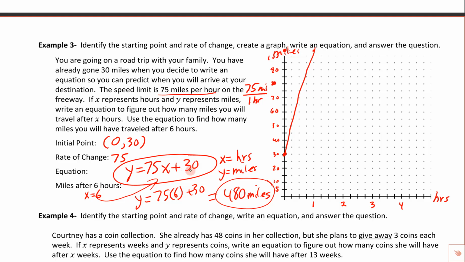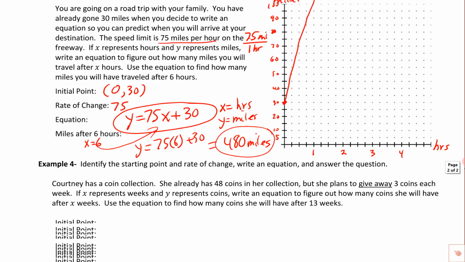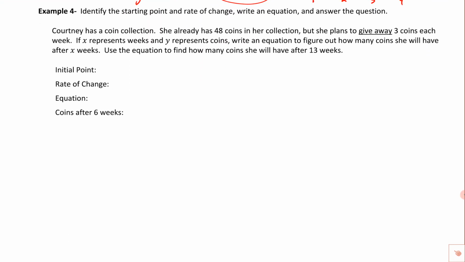It involves that starting value of 30 and then that rate of change of 75. Okay, let's take a look at one more. It says same thing, identify the starting point, the rate of change, write an equation, and answer the question. So there's no graph required here, but we do want to figure out what the equation is.